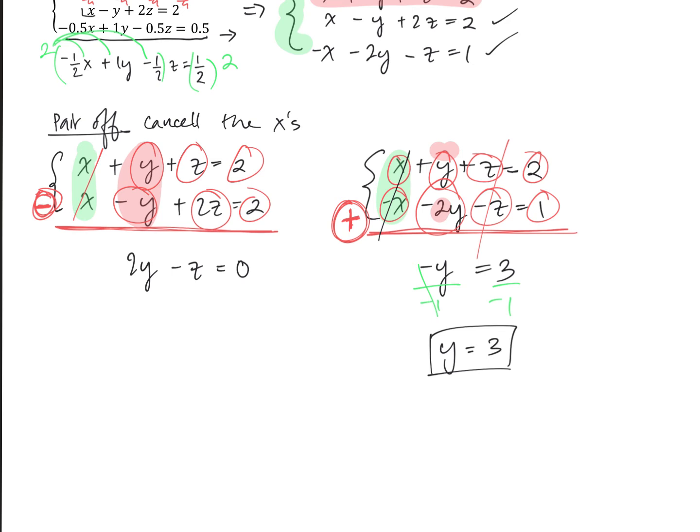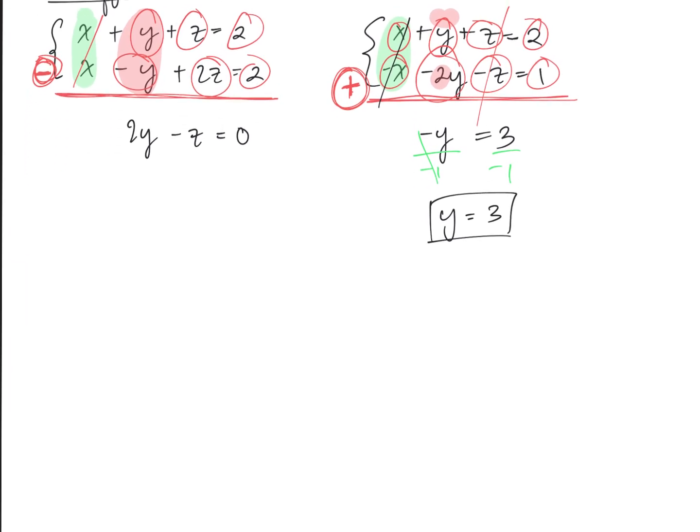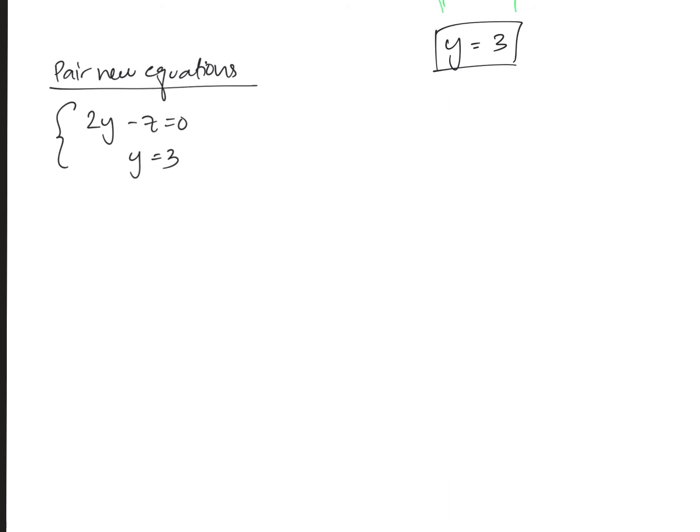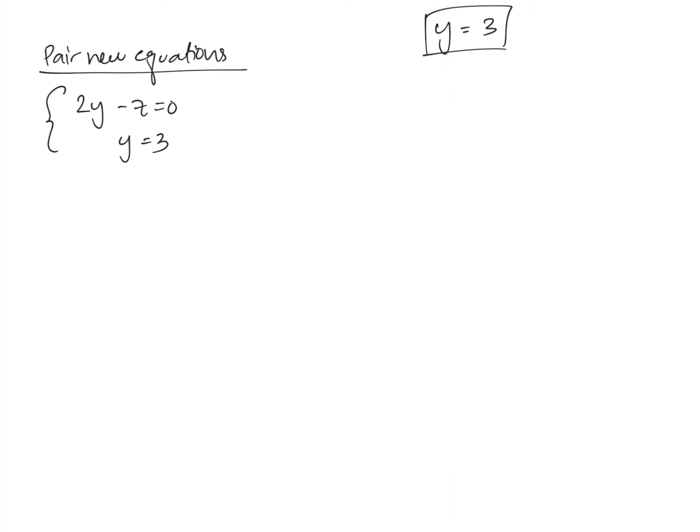Okay, so that was the first thing. So the next thing we're going to do now is to pair the new equations. So this should look familiar because this is going to be a 2 by 2 system. We have the 2y minus z equals 0 from above, and then the y equals 3. So now we have a 2 by 2 system, which we have worked with before. So to solve this, I could use elimination, I could use substitution, or I could graph. Graphing is not preferable, so I think I'm going to use substitution. I know y equals 3, so I'll just plug that into my equation here. So I have 2 times 3 minus z equals 0.